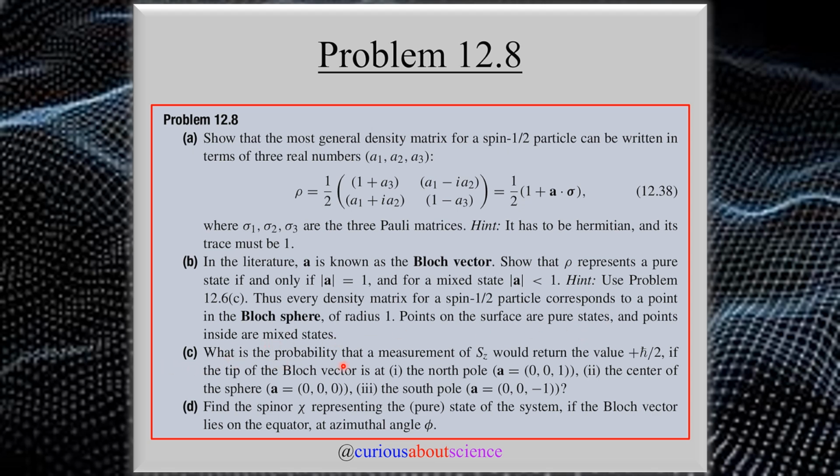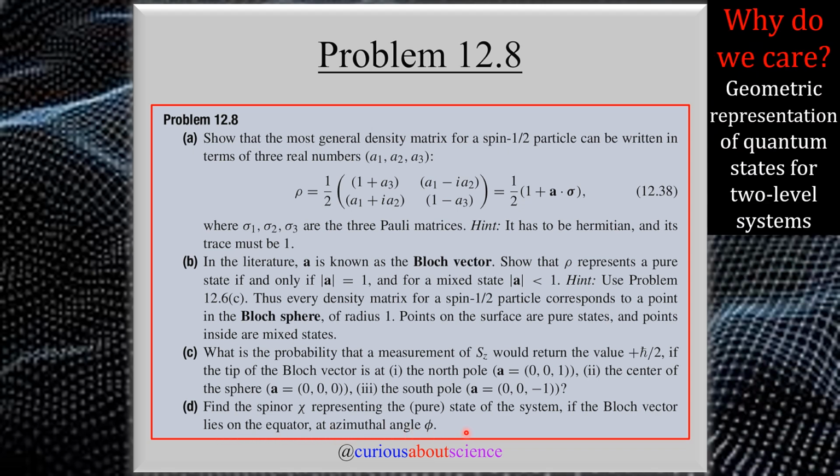C. What is the probability that a measurement of S_z would return the value of positive h bar over 2 if the tip of the Bloch vector is at the North Pole, the center of the sphere, and the South Pole? D. Find the spinor chi representation of pure states of the system if the Bloch vector lies on the equator at the azimuthal angle phi.